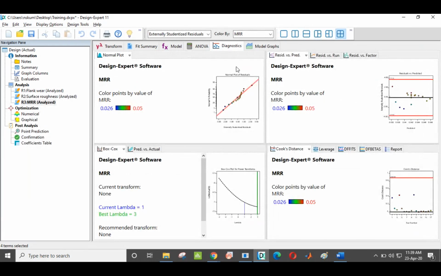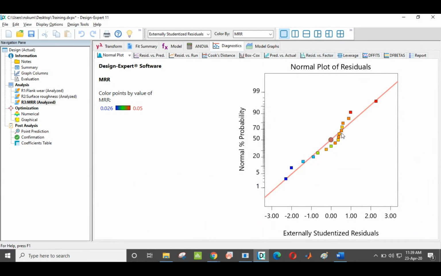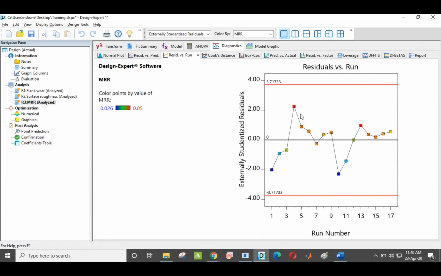So diagnostic. Here you can see an S-shaped curve. This S-shaped curve intimates a transformation is required. Initially we have taken no transformations, but in the normal plot of residuals, this shape is like an S, which represents that a transformation may improve the fit. Then the residual is shrunk. Here you can see it is not randomly scattered. It is nearby and a loss of deviation is occurring.